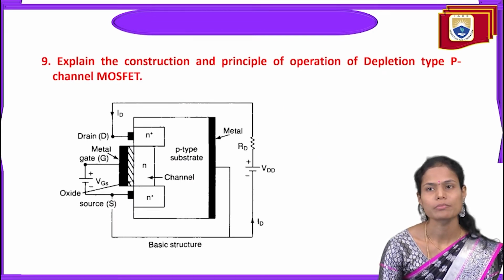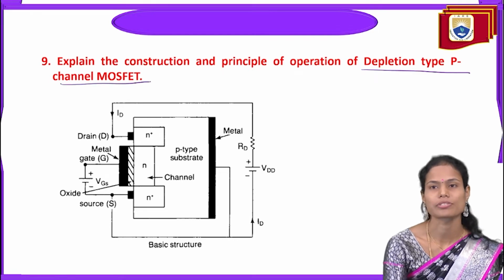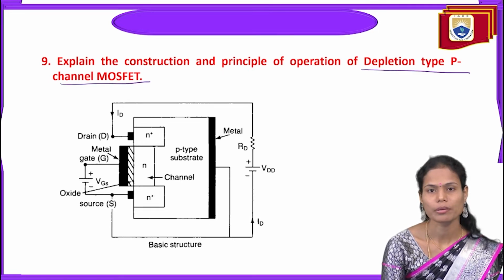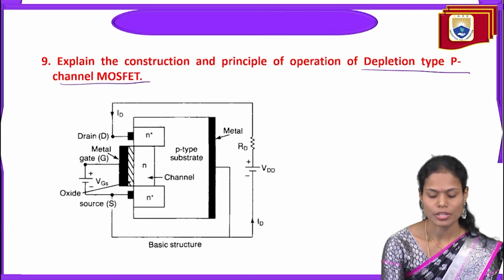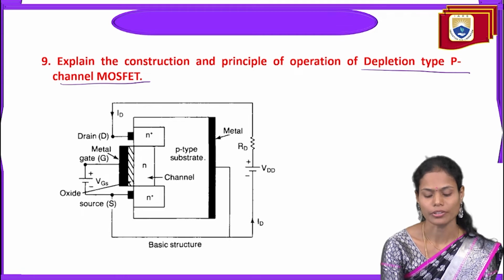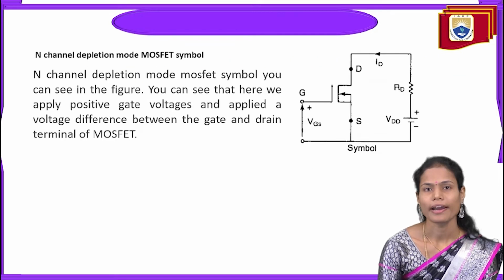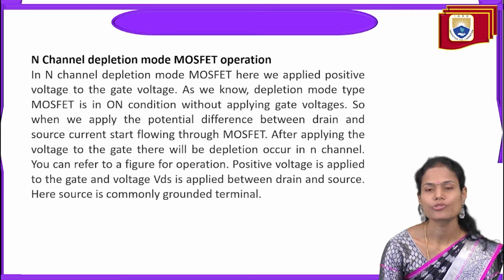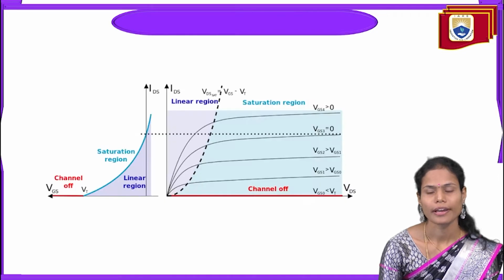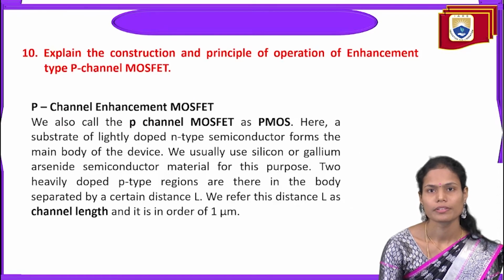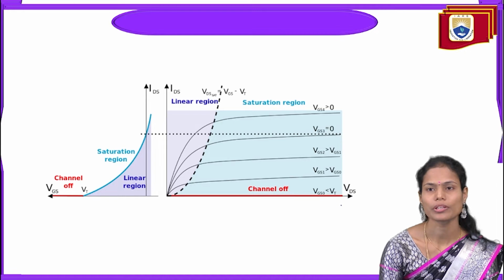Next, explain the construction and principle of operation of the depletion type P-channel MOSFET. Since the channel is P-channel, we take the substrate as a P type material here. This is the construction of the depletion type P-channel MOSFET, and this is the equivalent circuit. We need to explain how it operates, how the current varies in the circuit when we vary the gate to source voltage. And these are the different characteristics of the depletion type MOSFET. These things we have to explain in this particular question.